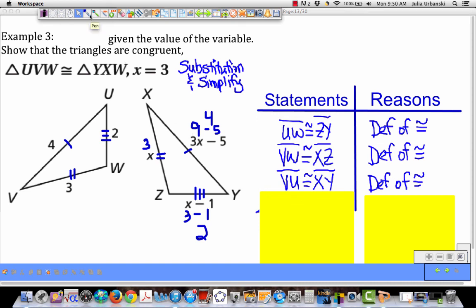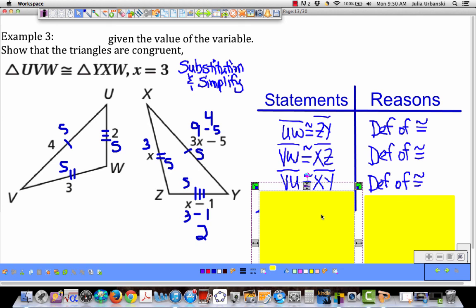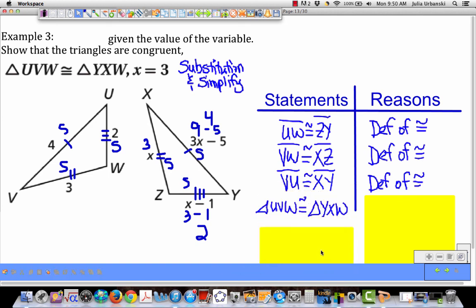So now look at what you're dealing with. This is a side. This is a side. This is a side that matches with this side. And this is a side that matches with this side. So therefore what you have are 3 pairs of matching sides. So you can say triangle UVW is congruent to triangle YXW by the reason of side, side, side.